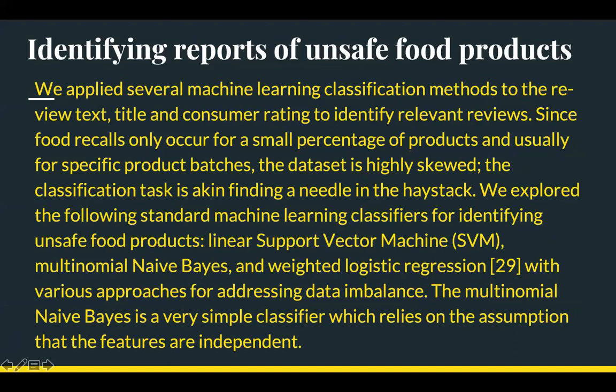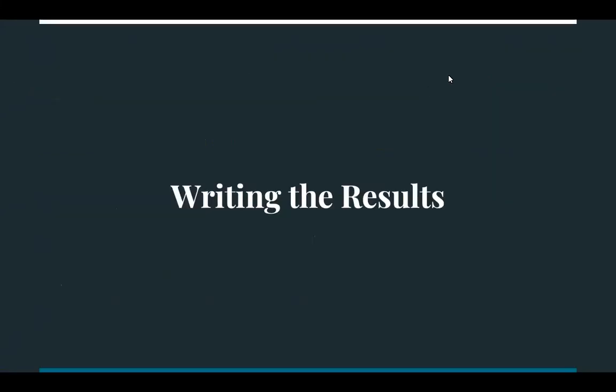And then we go into our machine learning approaches. So again, the subheading for this section is identifying reports on safe food products. So we've stated what our aims are and how we plan to accomplish them. And then we go into how we implemented all these different methods to accomplish our second aim. So that's the methods.